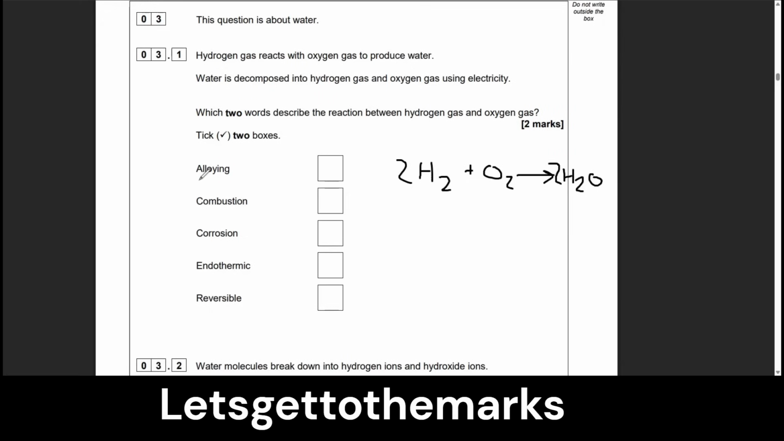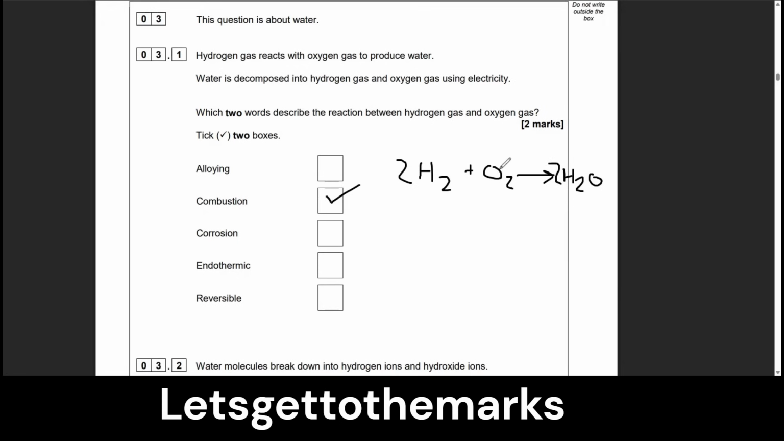Right. What two boxes? Is this alloying? Is water an alloy? No. An alloy is a mixture of a metal and another element of different sizes in a mixture. Combustion. Well, combustion is burning in oxygen. Yeah, I think we might go with combustion until I see it elsewise.